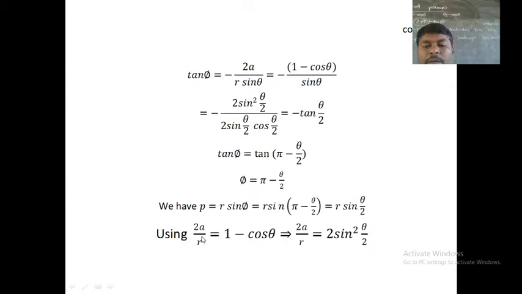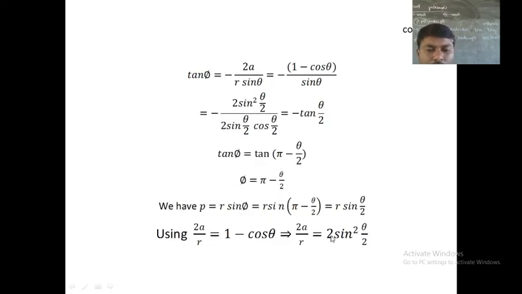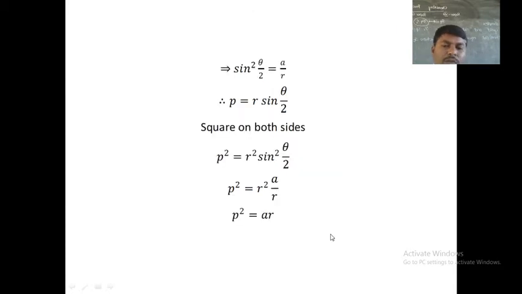Next, by using the given problem, we have 2a by r is equal to 1 minus cos theta. This implies 2a by r is equal to, by the half angle formula, 1 minus cos theta can be written as 2 sin square theta by 2. So sin square theta by 2 is equal to, here 2 gets cancelled. So we get sin square theta by 2 is equal to a by r.